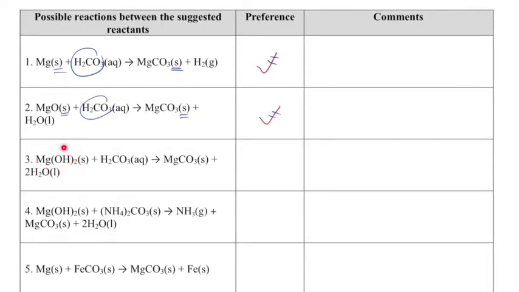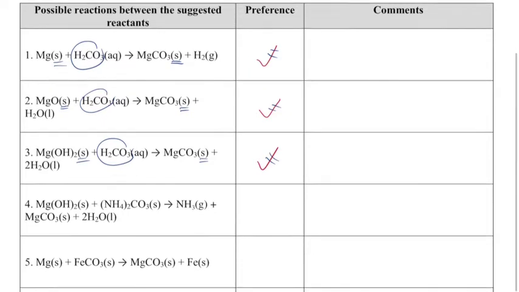Magnesium hydroxide again is insoluble, and it reacts with carbonic acid in a neutralization reaction, giving us a salt and water. So yes, a neutralization reaction is going to take place, so a tick. But again, we have the same issue as the previous two reactions. The insoluble salt forms on the surface of the reactant, and also carbon dioxide would escape quite readily. So again, it's not a very good choice for making magnesium carbonate.